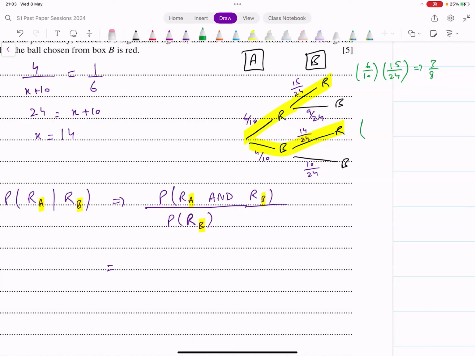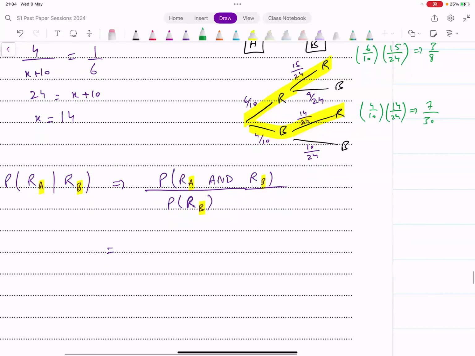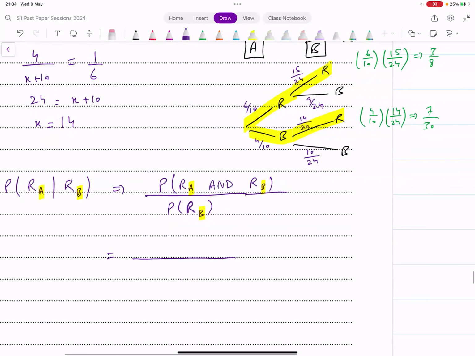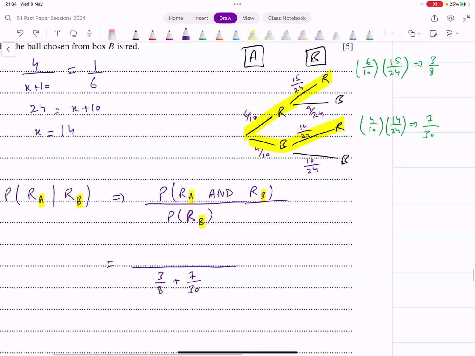And this one is 4/10 into 14/24. What does that give us? 4 into 14 divided by 240. And that's 7/30. The denominator is both of these cases. So in the denominator, we have 3/8 plus 7/30. This is the total probability of the ball from box B being red, right?